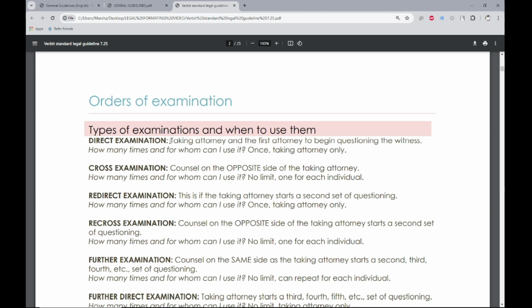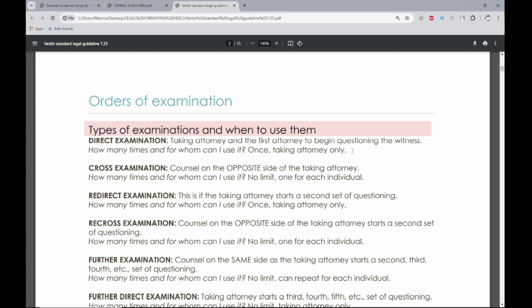So direct examination, this is usually the first attorney to start asking the question. Okay, the first attorney who will start asking the witness the questions. So the taking attorney, the first attorney to begin questioning the witness. How many times and for whom can I use it? Once. Taking attorney only. Right, so direct examination is the first attorney to question the witness.